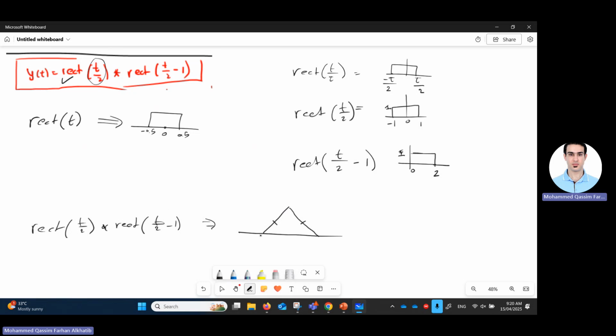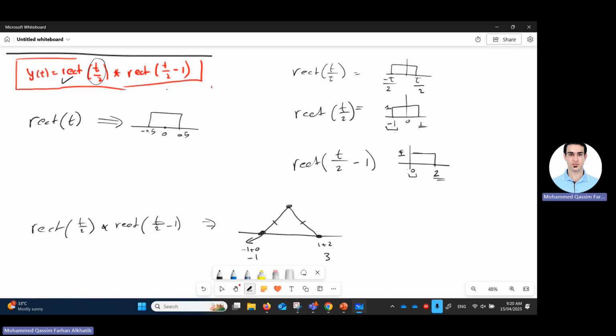All right, now, so what are the key points? I need to find this spot, this value, and the center. Now, this value, we said that it's going to be the addition of the first two values. So here, rect of t over 2 starts from negative 1, and rect of t over 2 minus 1 starts from 0. So their addition will be what? It's going to be minus 1 plus 0. So that's the first point. Second point, 1 plus 2. So the first one is from negative 1, and the other one is 3. So I found the start and end of the convolution.